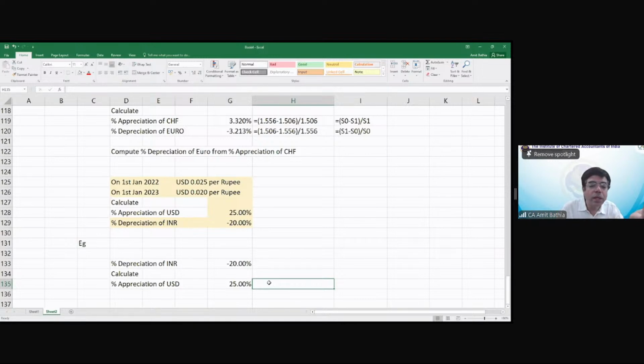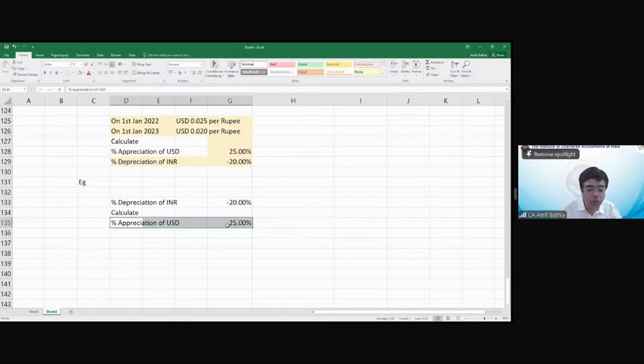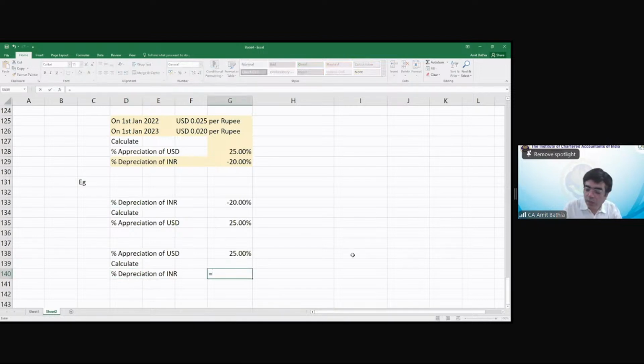Got it? Same way, can you calculate depreciation from appreciation? Yes, sir. Please calculate 25 divided by 100 plus 25. So here my change is 25, the percentage change is 25. However, in the denominator you are going to write 100 plus 25, because it is appreciation. So I'll get the percentage of depreciation as 20%. Okay. Clear.